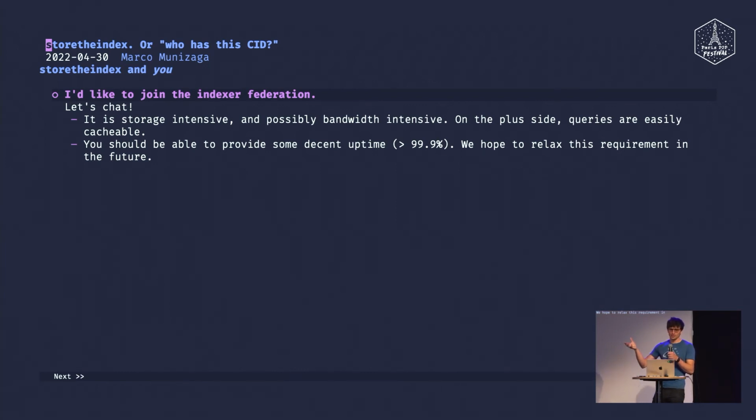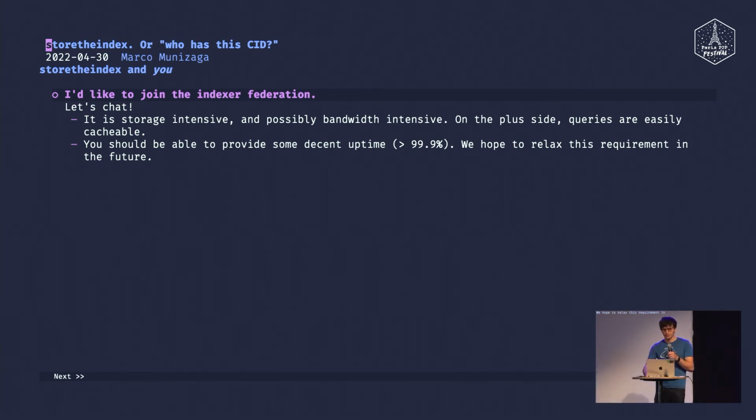It is pretty storage intensive. It's going to be bandwidth intensive too. Although this is cached pretty readily, you're still going to have to pay for cache misses. Right now, you should be able to provide some decent uptime. I think in the future, with some cleverness, we can reduce this requirement.